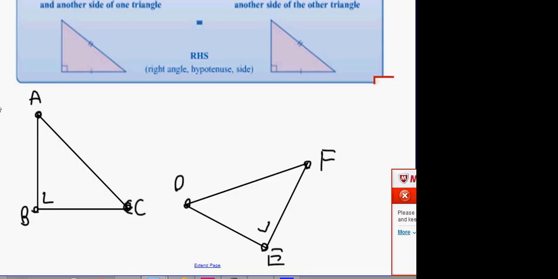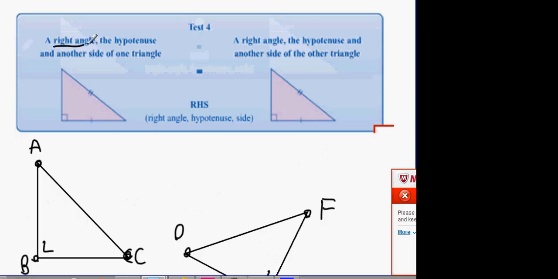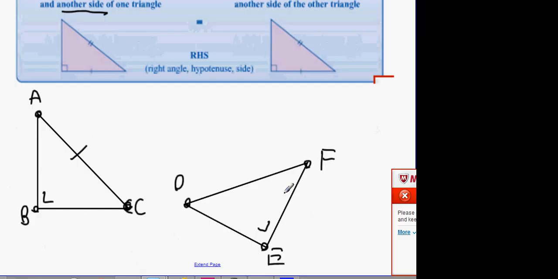To prove that they're the same, you have to know there's a right angle, you have to know there's a hypotenuse, and you need one other side. So if I give you this, I have to give you that the hypotenuses are the same side. Would you agree with that? The hypotenuses are the same sides. This angle here is the same one as this one here, and you need one other side. So if I say AB is the same as DE, that's it.